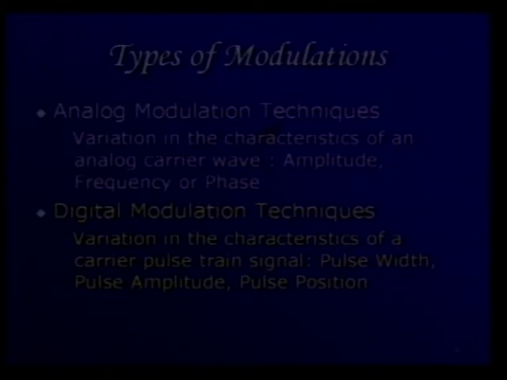Modulation can be done in different ways. We can have analog modulation as well as digital modulation. Now in analog modulation, what we are doing is changing or varying the characteristic of an analog carrier wave. For example, a sine wave carrier, where we can change either its amplitude or its frequency or its phase depending on our intelligent signal. We can also use digital modulation techniques.